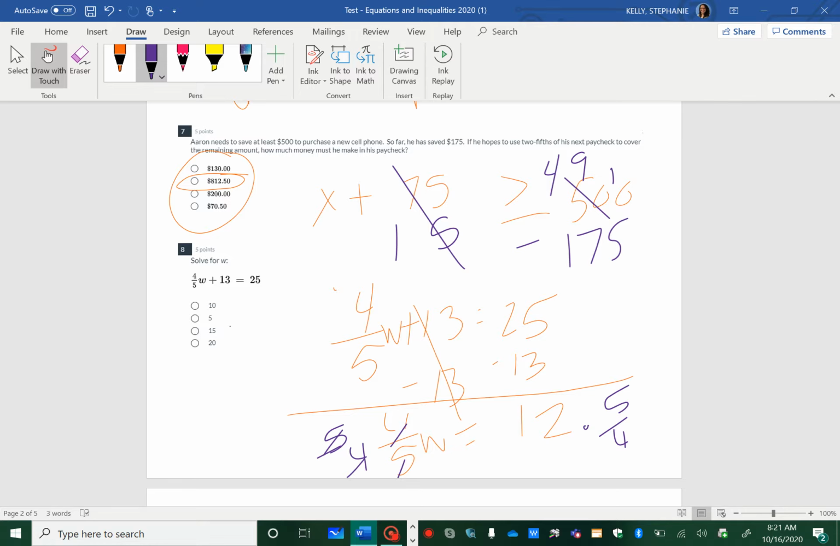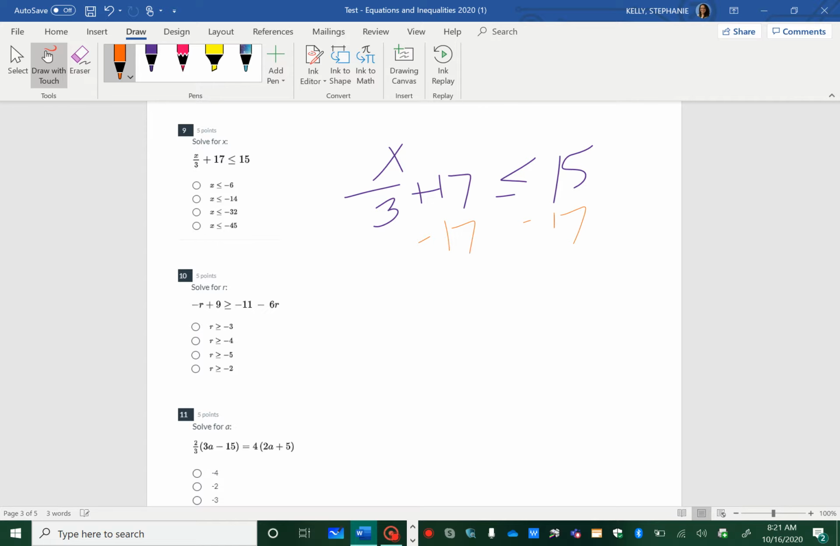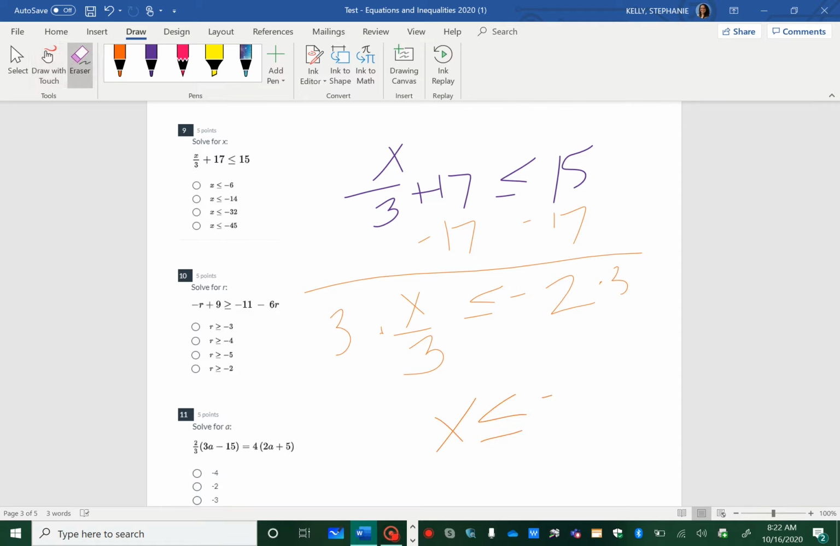And I'm getting 15. Okay? Moving right along. Sorry my handwriting is so messy. It's actually really hard to do it on this Word document. Okay, x over 3 plus 17. So we'll say minus 17 and get negative 2. And then we're going to multiply by 3. So x is less than or equal to, ooh, I wrote negative 3, but really it's negative 6. All right, so that top choice.